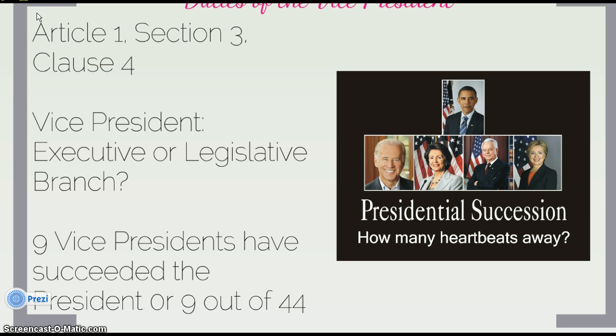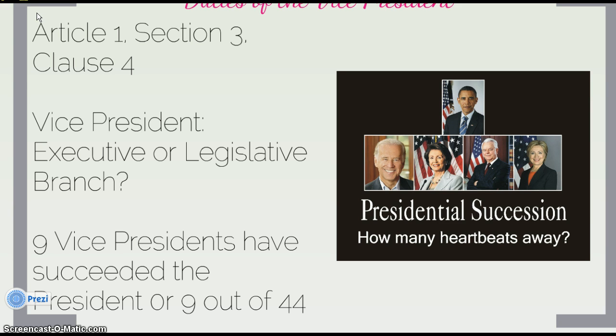Here's an interesting factual tidbit. To date, 9 vice presidents have become president because of death primarily. John Tyler, Millard Fillmore, Andrew Johnson, Chester Arthur, I really dig his name, Theodore Roosevelt, Calvin Coolidge, Harry Truman, Lyndon Johnson, and Gerald Ford.